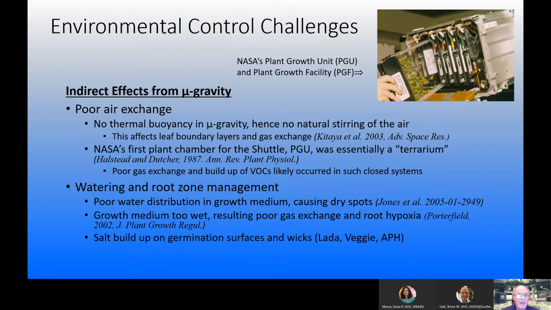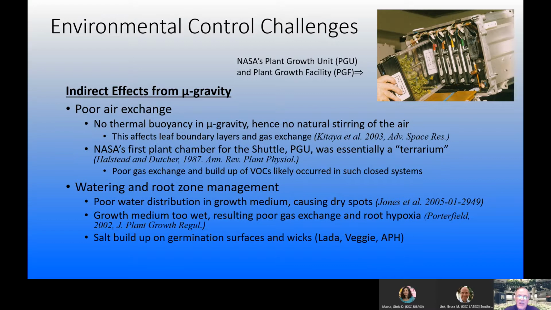So now, indirect effects of microgravity. When you don't have any gravity, you don't have any natural thermal buoyancy or any natural thermal stirring of the air. So if you have an enclosed system where there's no active convective air movement, you'll get a very still environment. And as an example of that, the early plant growth unit used by NASA, I showed to the right there the plant growth facility, which was quite similar, but the plant growth unit essentially had closed chambers for plants, and there was no natural stirring of the air.